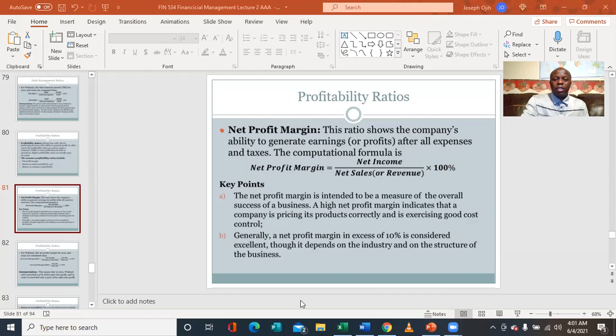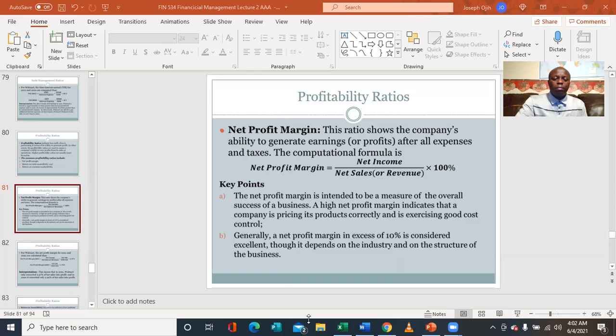This is the net profit margin, not the gross profit margin. Net sales come from revenue, which comes from sales, so we can also use sales revenue as a proxy for net sales. Then it is expressed as a percentage, multiplied by 100. If you're using Excel, once you divide, you can convert it to a percentage using the Excel function that converts your answers to a percentage.